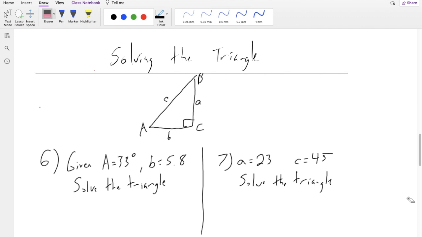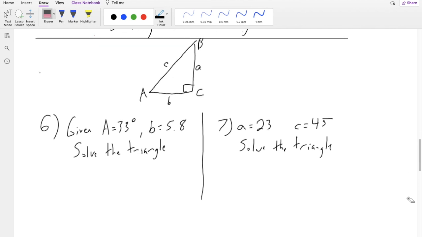In this video, we are going to be discussing how to solve the triangle. What solving the triangle means is that you find every single angle and you find every single side of that triangle. So let's begin.